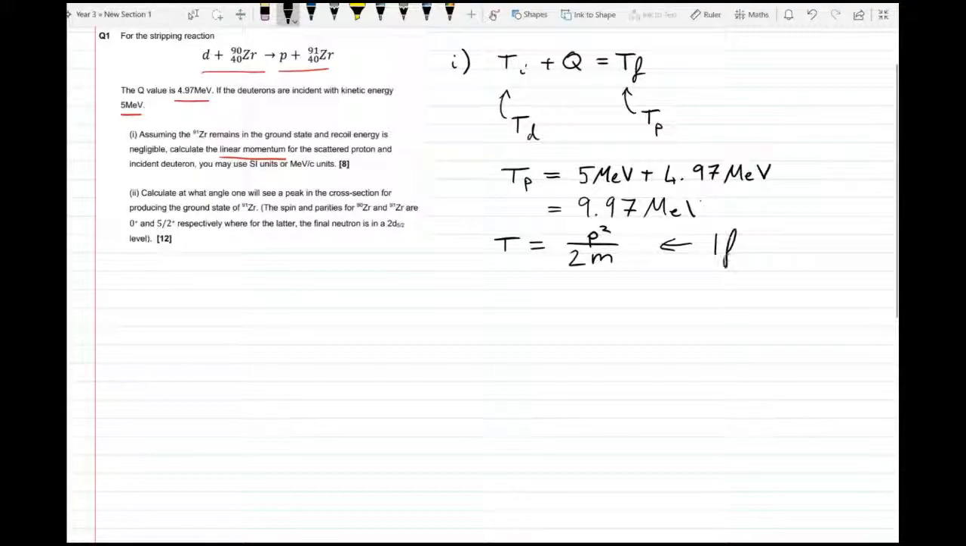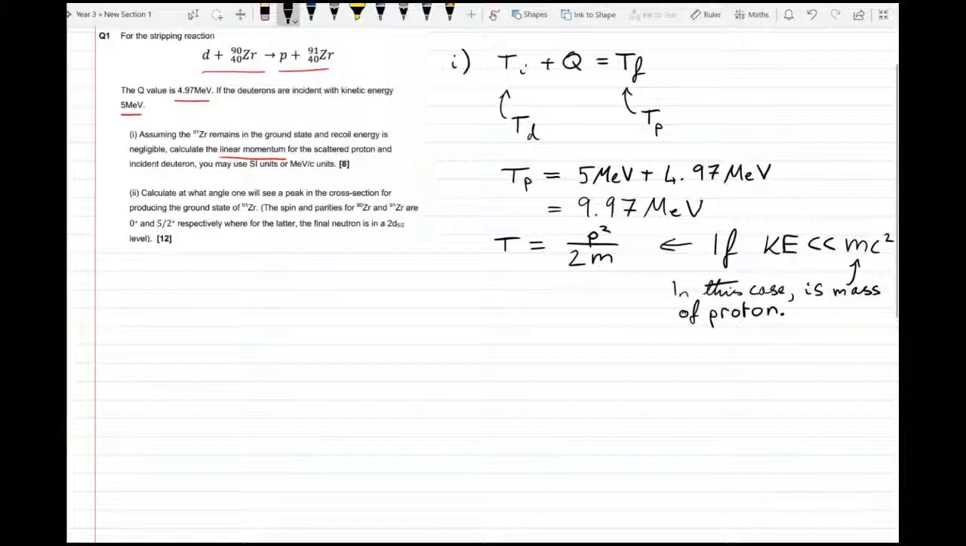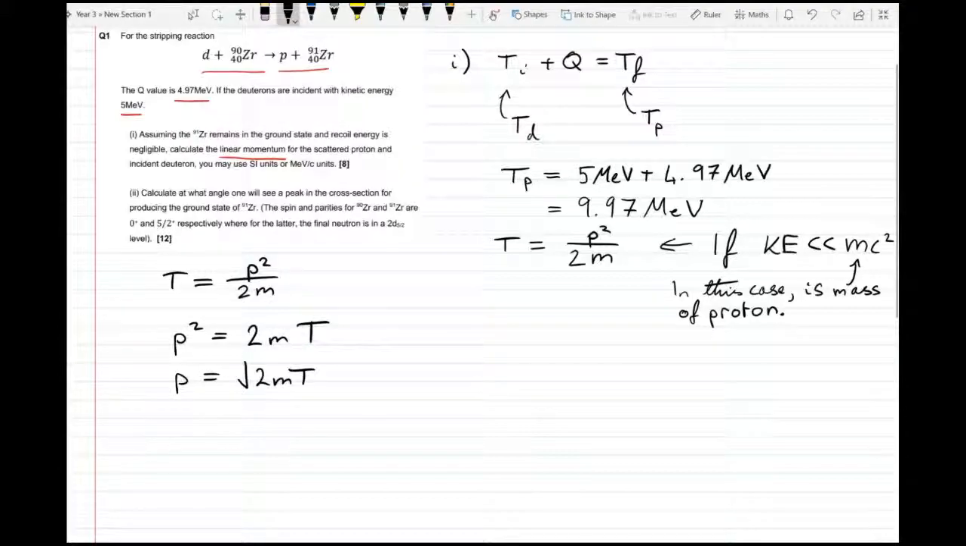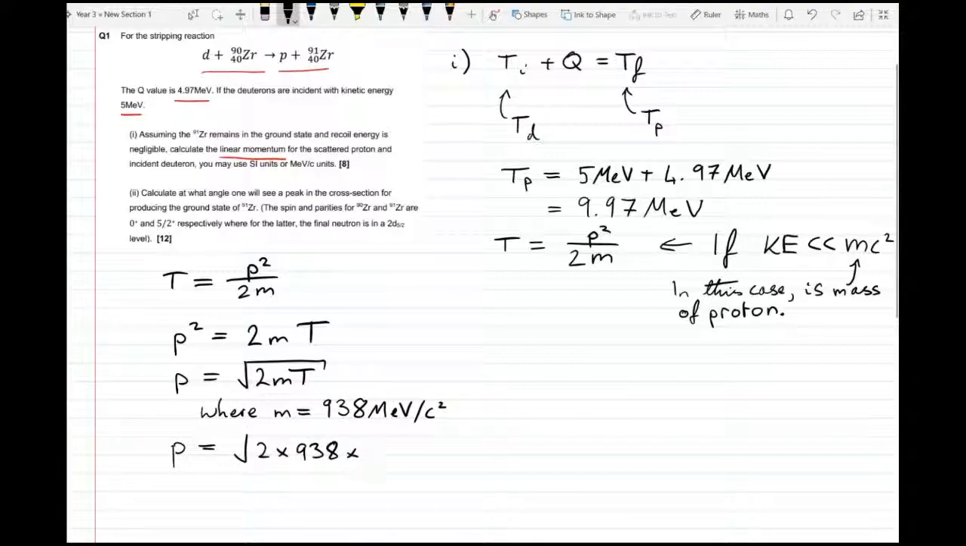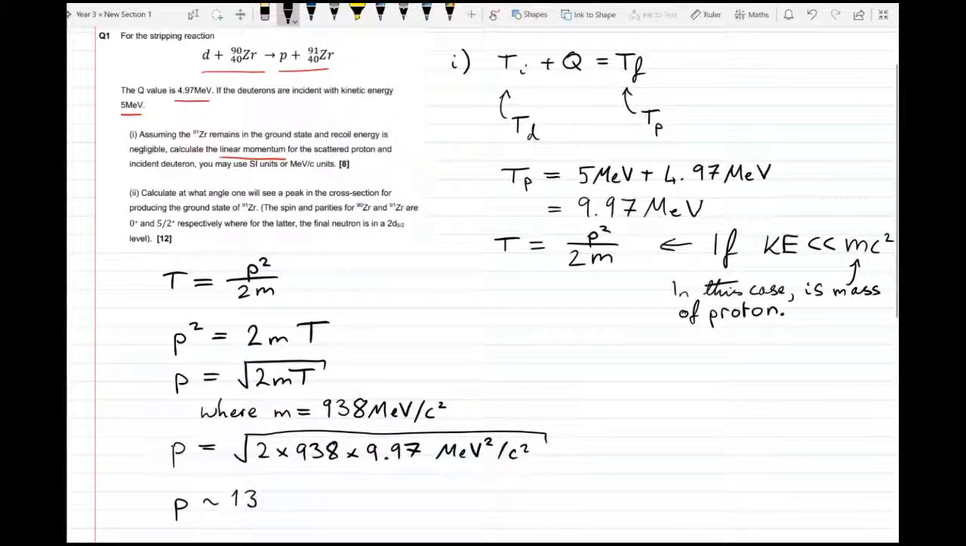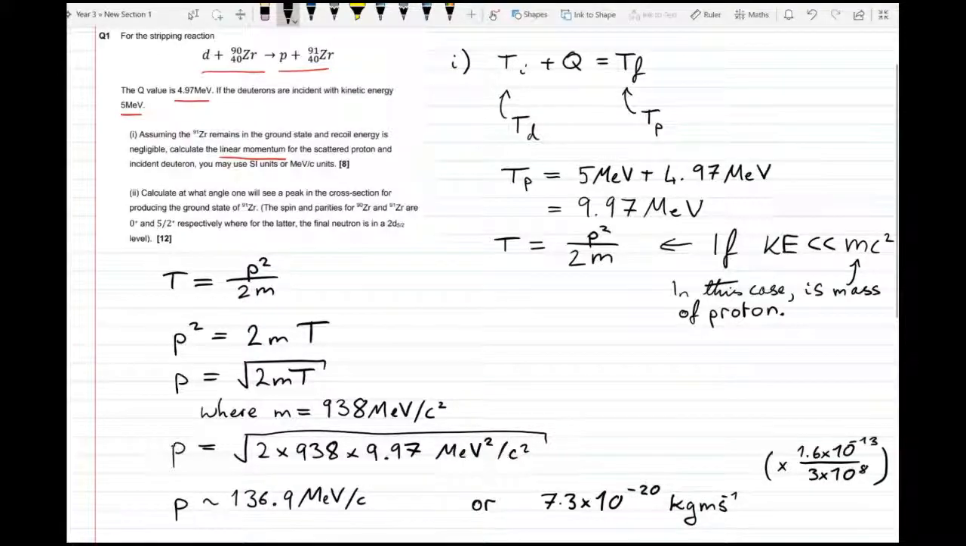Why are we using the classical formula? We want to first see if the kinetic energy satisfies this condition. Is it less than mc squared? In this case, it is far less than mc squared, thus non-relativistic. Using this equation, and that the mass is 940 megaelectronvolts per c squared, roughly, we can determine the momentum to be 136.9 megaelectronvolts per c, or 7.3 times 10 to the minus 20 kilograms meters per second.